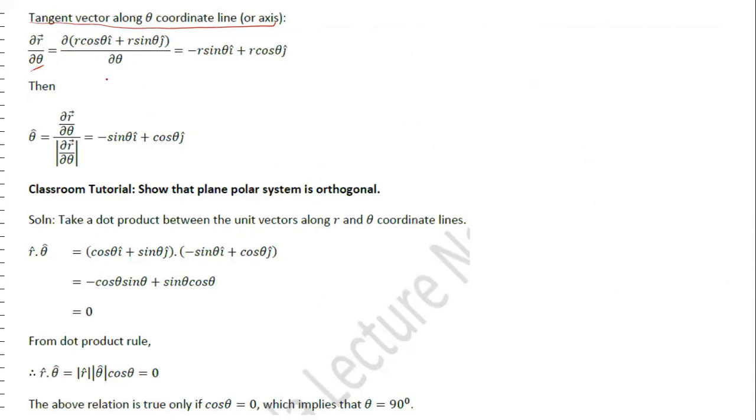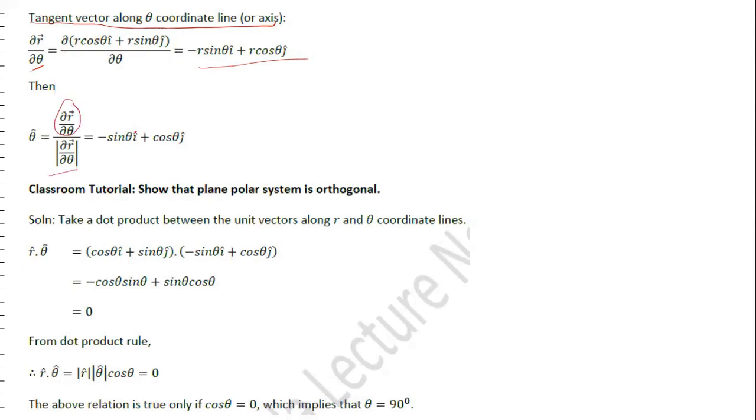So when you do that, the differentiation of cosine theta is minus sine theta. So r is still there. So minus r sine theta i. Differentiation of sine theta is cosine theta. So this is plus r cos theta j. Then in order to obtain the unit vector along such a tangent vector, that is along the theta coordinate, you divide the vector by the magnitude.